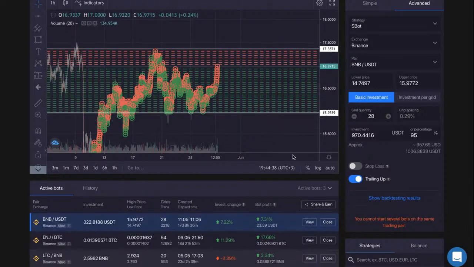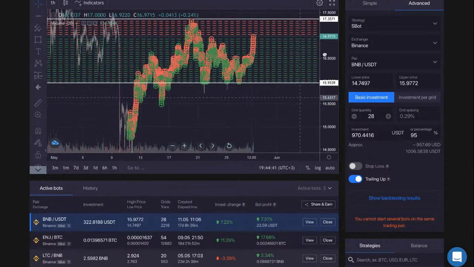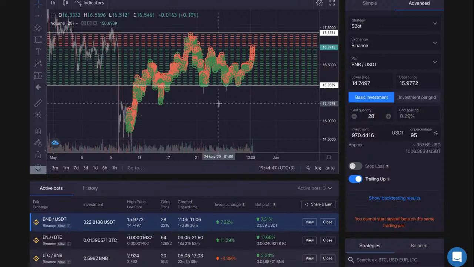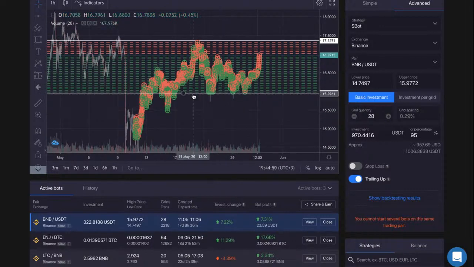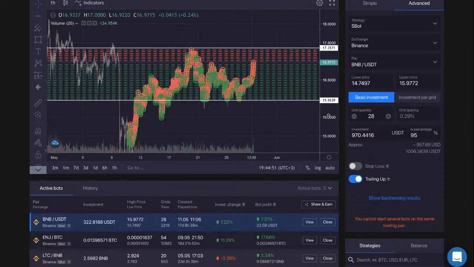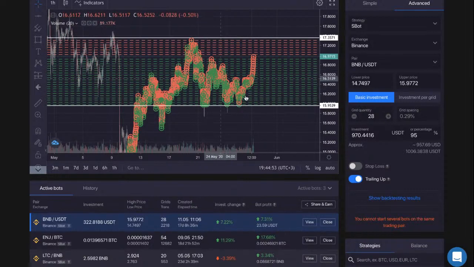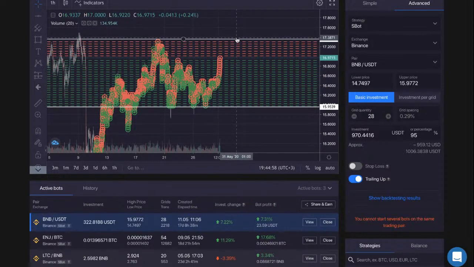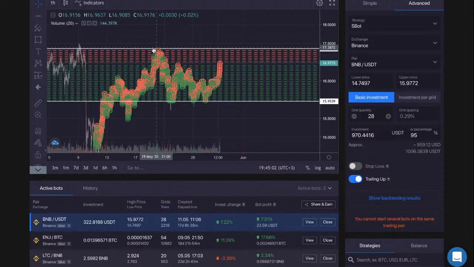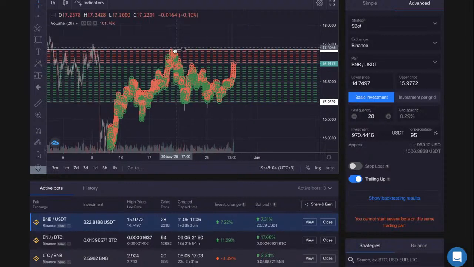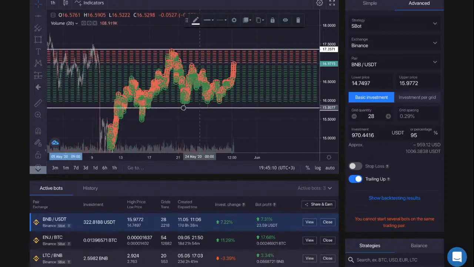But with the trading up function on, I don't have to do this for my BNB to USDT, which I initiated 17 days ago, because it perfectly has managed to follow the price, and now my price action is happening exactly in the trading range where I would expect it to be. So it is defined by the resistance level right here and the support level right here. That's perfect.